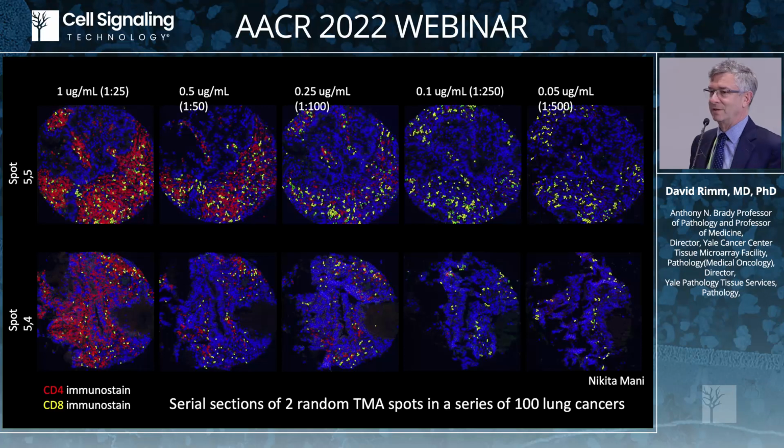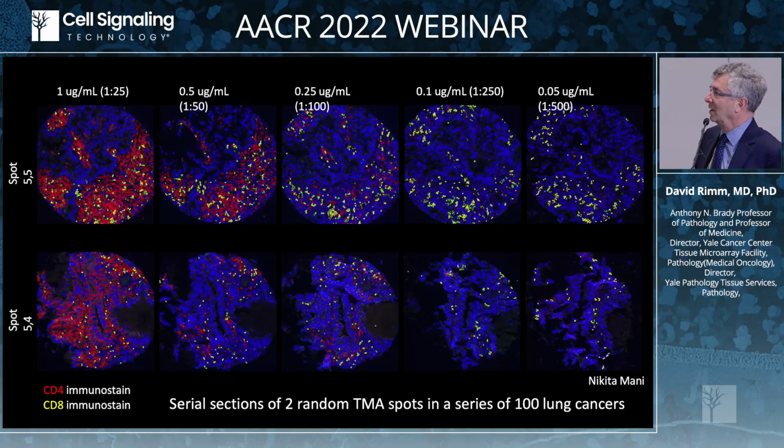Another problem with segmentation is it's highly dependent on antibody concentration. And Chris talked to you about how important it is to validate antibodies. I would argue it's equally important to find the optimal signal to noise, because you can see here at different antibody concentrations, you get different numbers of CD4 cells.